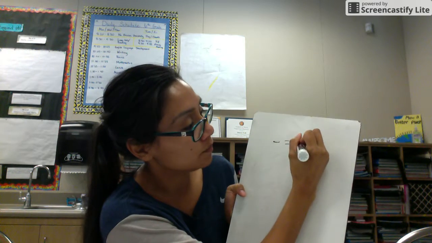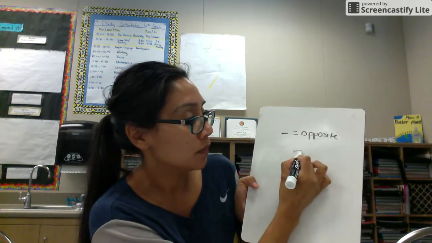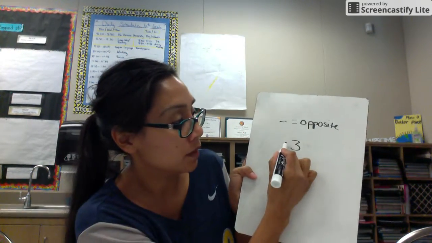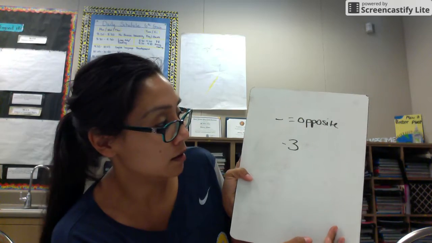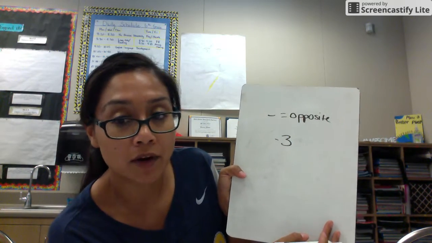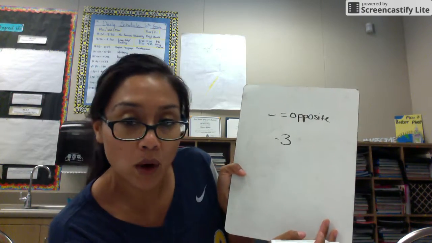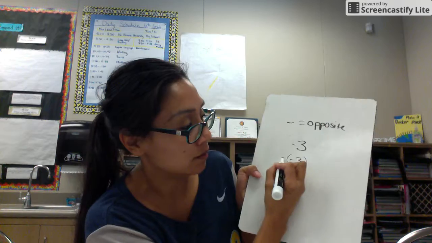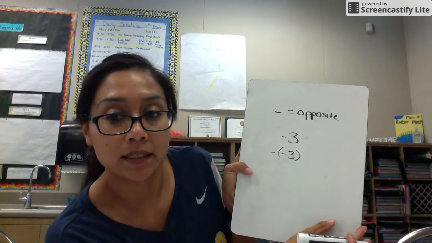Okay, we already know that negative means opposite. So, the opposite of positive 3 is negative 3. And we know that it's the opposite because it goes on the opposite side of a number line. But what if I asked you what the opposite of an opposite is?